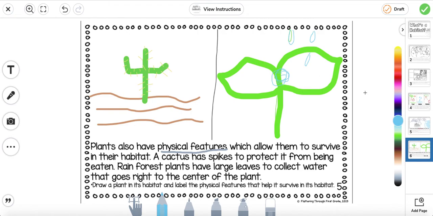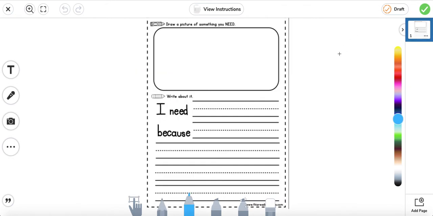Okay. And next we're going to move on to social studies. For social studies, we have been talking about needs and wants. So today we're going to focus on needs. Can you tell me 3 things that you need to survive? Food, water, shelter. Other things would be like clothes and air. So we're going to draw a picture of one thing you need and we're going to write about it.